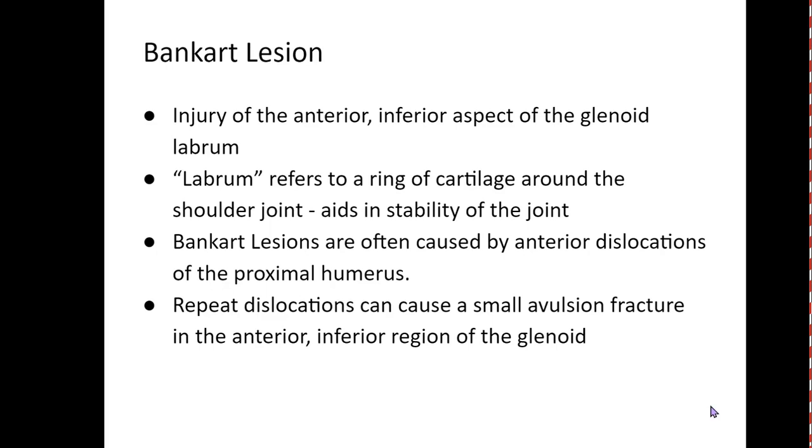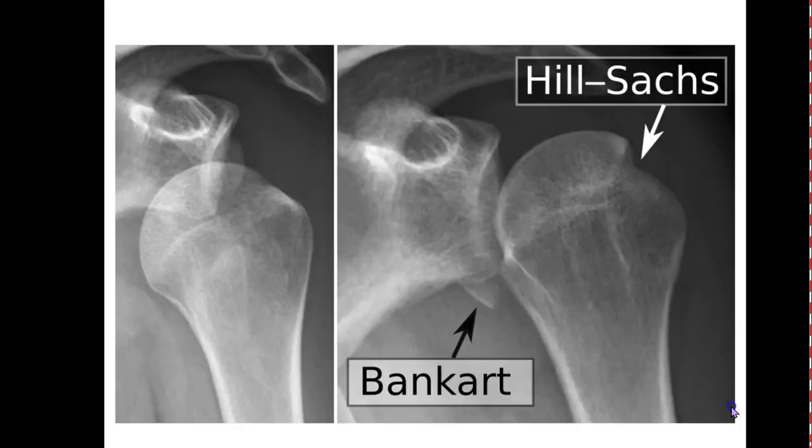So the Bankart lesion is often caused by anterior dislocation of the humeral head, and repeated dislocations can actually result in a small avulsion fracture of the anterior inferior region of the glenoid. So let me show you an example. So here is a patient on the left that has a dislocated proximal humerus, and you can see on the image on the right, this patient has a slight avulsion fracture here.